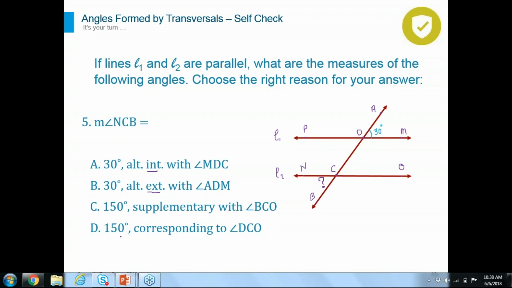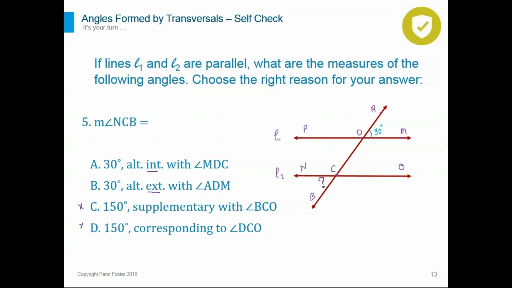So those answers are eliminated. And we said that both are to the exterior of the system. Both of them are to the outside of the system. Then the answer is B. It is 30 degrees because it's alternate exterior angle with ADM.